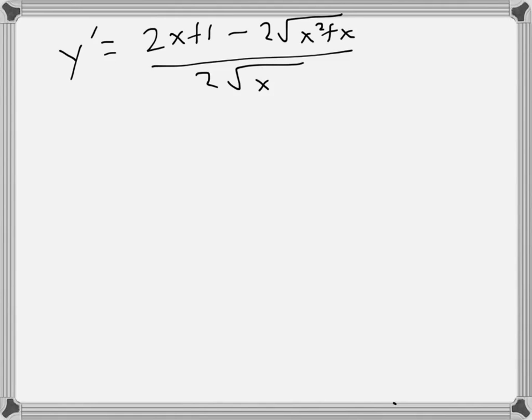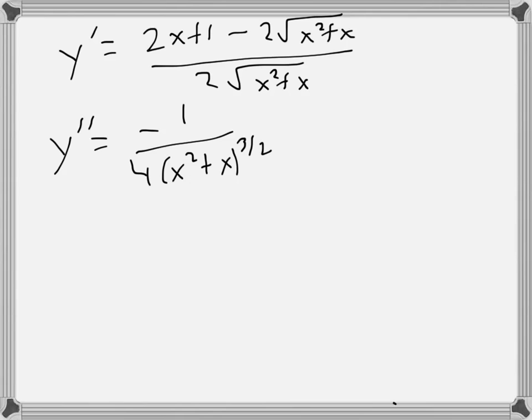So the first derivative is 2x plus 1 minus 2 square root of x squared plus x over 2 square root of x squared plus x. So for the sake of time, I'm just going to show you the second derivative and simplify it without going through the work. So the second derivative here simplifies to minus 1 over 4 times x squared plus x to the 3 halves. So the top is never 0, so again the only critical values are x is 0 or 1. Excuse me, minus 1.